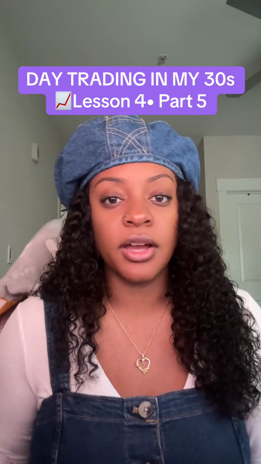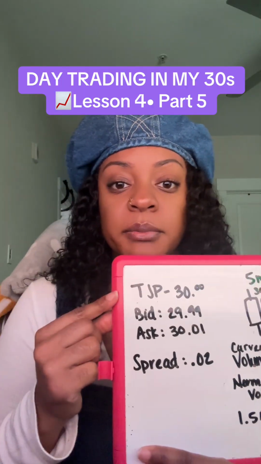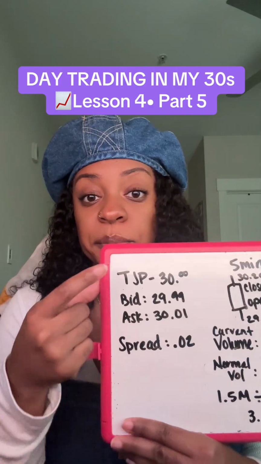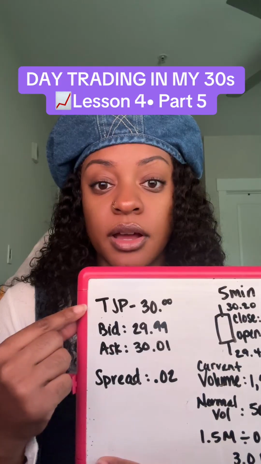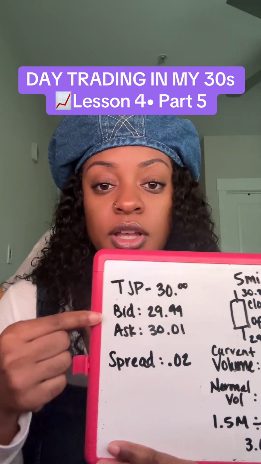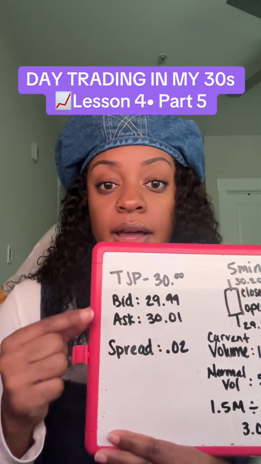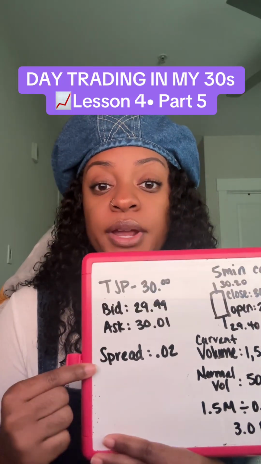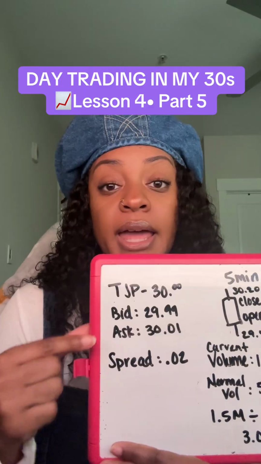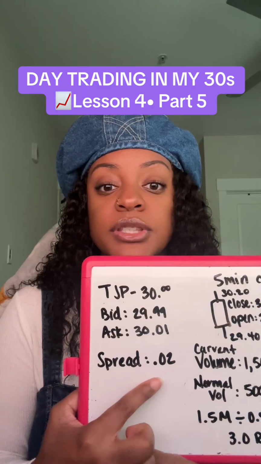Now we're going to tie in all the lessons together, okay? So here from lesson 1, we learned that the TJP, the ticker symbol, the current price is $30. All right, it's trending for $30. We have a bid price from the buyer that's $29.99, an ask price from the seller that's $30.01. The spread is the ask price minus the bid price, which gives us a 2-cent spread.